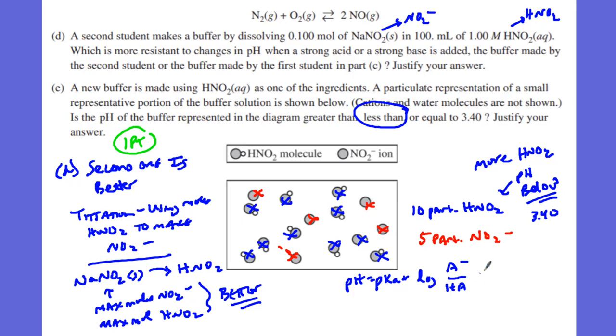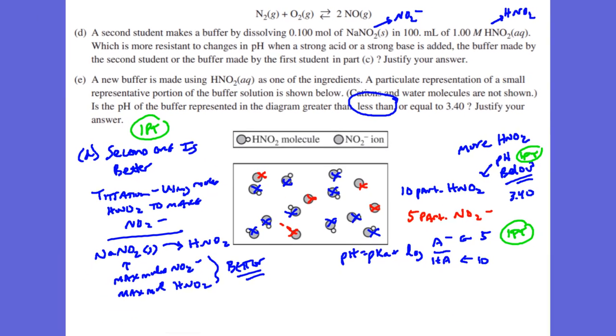Now you could have put in here a 5 to 10 ratio and done your little math there, and you would have found out the pH is less. You can do it either way, but you have to justify your answer somehow. So you can see how this is worth 2 points. 1 point for saying the pH is below, obviously, and 1 point for your justification of what's going on in this diagram. So this is problem number 3.